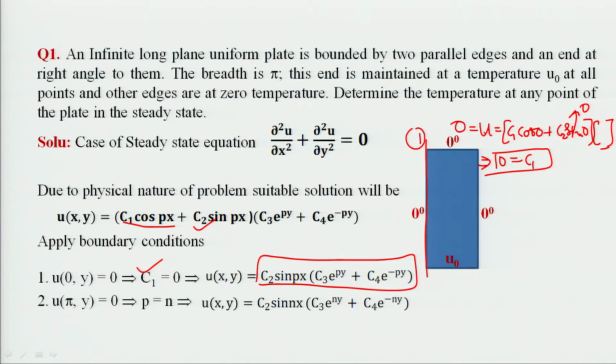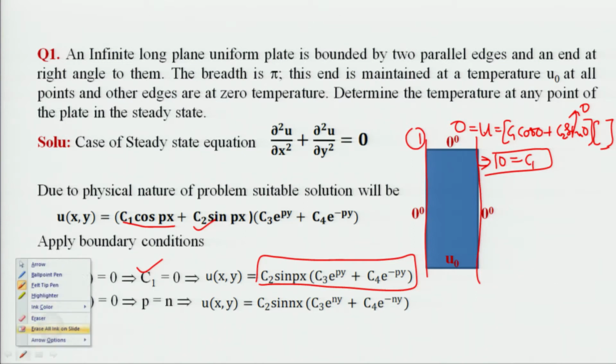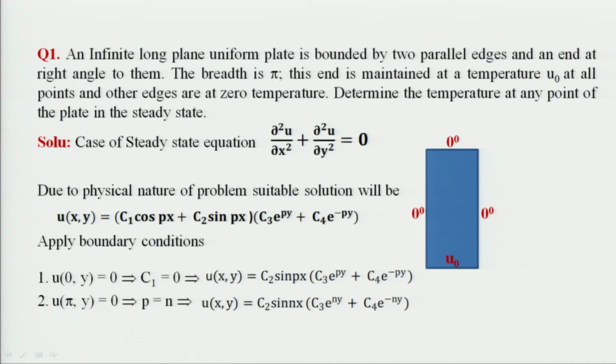Next, apply the second condition. What is the second condition? The first condition was this particular edge of the system. The second condition would be at this edge of the plate. Now, at this edge of the plate, let us see u at a distance. The thickness of this plate is pi, if I rightly remember. The thickness of this plate is pi. Now, u is 0 at (pi, t). Temperature is 0. Now, substitute this in the equation.